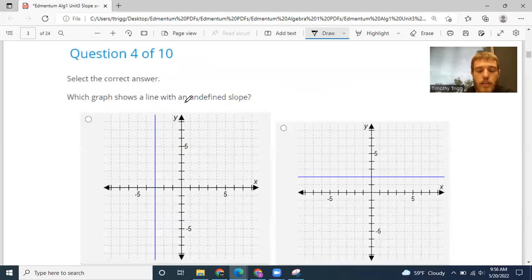Okay, which graph shows an undefined slope? Remember, a positive slope goes up as you go from left to right. A negative slope goes down as you go from left to right. And a 0 slope is straight horizontal. This has 0 slope. And if it's straight vertical, that has undefined slope. So which one has undefined slope? That's this one here.